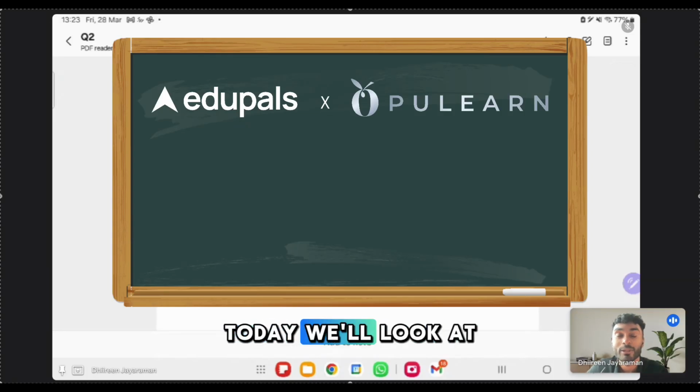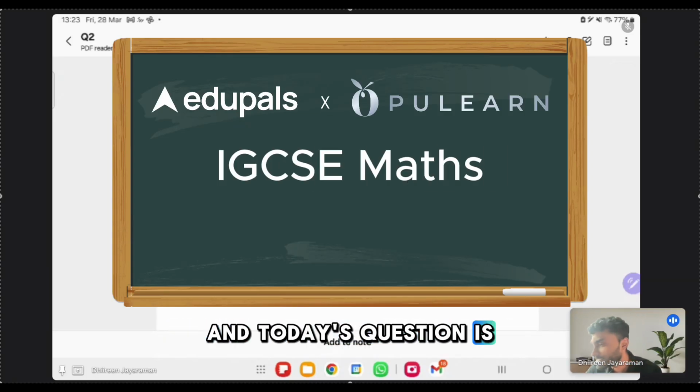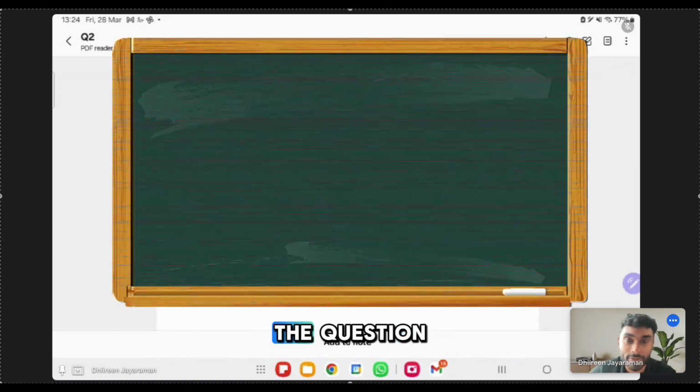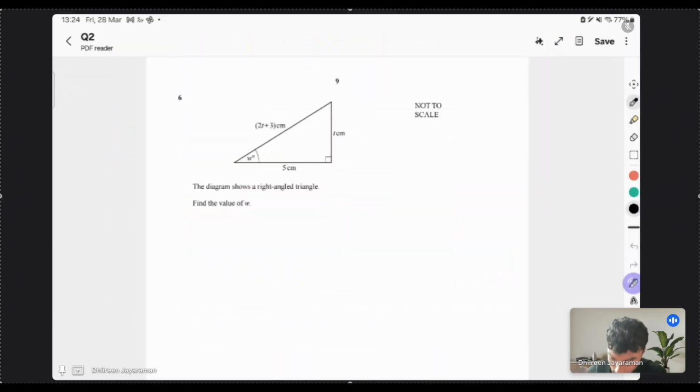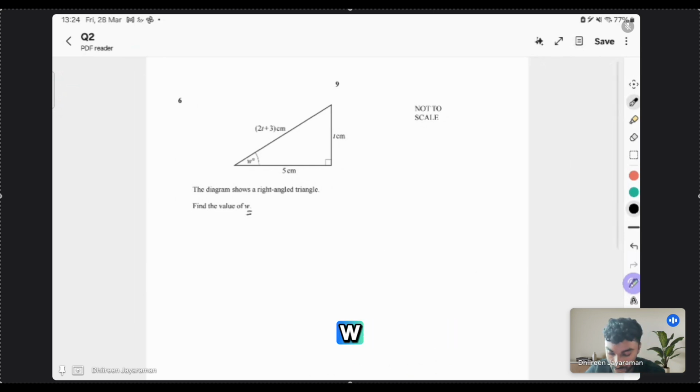Hello students, today we'll look at another IGCSE maths question, and today's question is from the 2023 October-November sitting, paper 4. So let's head to the question. Looking at this question, it's a right angle triangle. They want you to find the value of W.